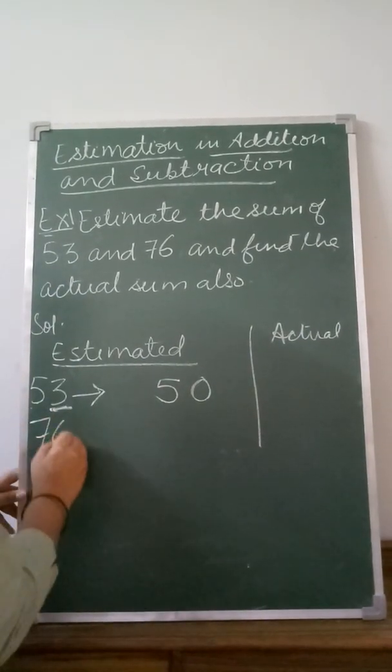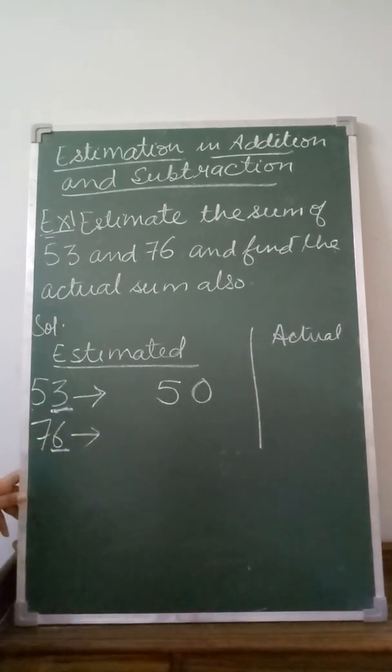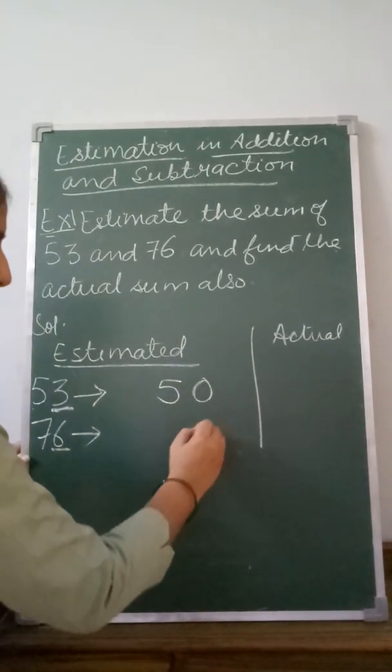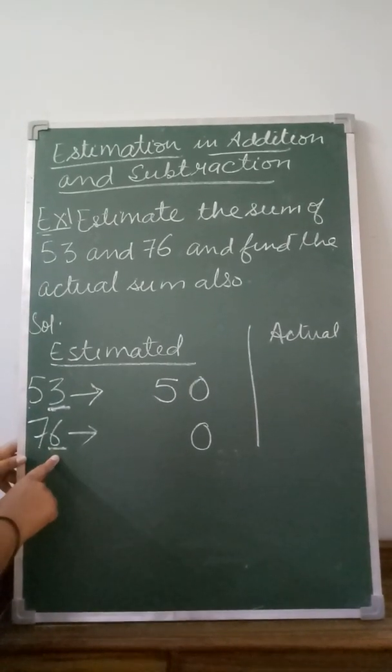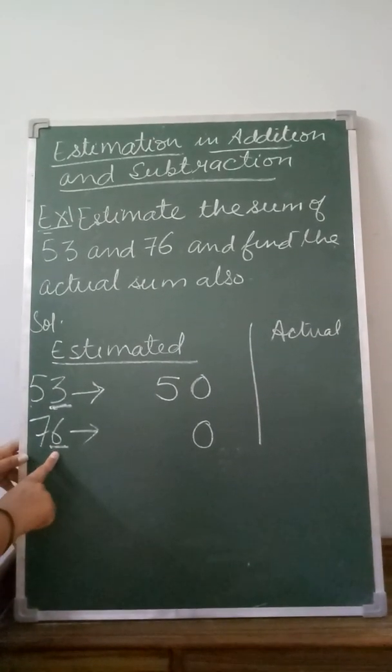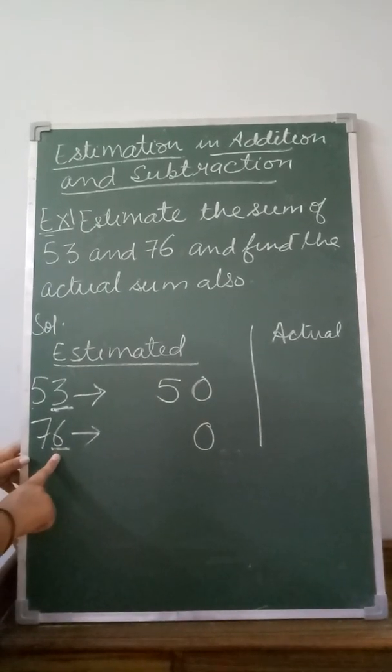Now 76. Again underline the ones place digit. Replace this number by 0. Now check this number. This number is 6. We have to check this number. This is 6, and is this more than 5 or less than 5? Yes, this is more than 5.